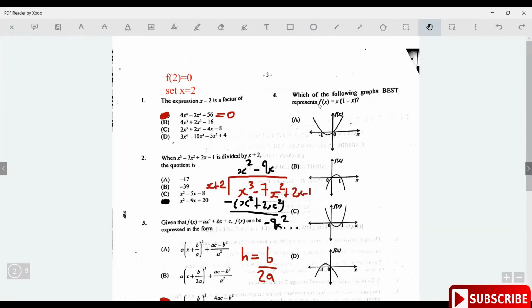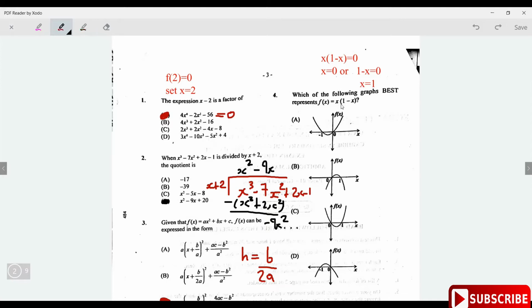Question 4. Which of the following graphs best represent f of x equal to x times 1 minus x? First thing, if you were to solve x times 1 minus x equals 0, you're going to get the roots are x equals 0. Or you have 1 minus x equals 0. So this one, you're getting x equal 1 as the root. So 0 and 1 are the two roots. But because the coefficient of x squared is negative, we know it frowns. So it frowns and has roots 0 and 1. Which one is that? Option B.